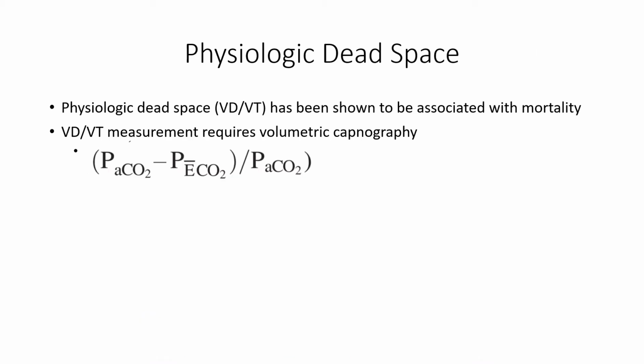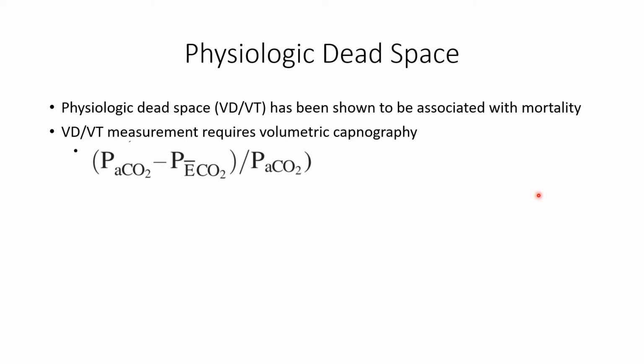Before we talk about our first paper, I just want to review real quickly the physiologic dead space, which is what our first paper is about. Physiologic dead space, or VD to VT, has been shown to be associated with mortality in ARDS in both adults and children. Unfortunately, in clinical practice, it requires volumetric capnography, which is not widely available or widely used. And here's the equation for calculating the physiologic dead space. You have PaCO2 minus the PeCO2, which here is the mean expired CO2. So this is not the end tidal CO2, which is why you need volumetric capnography, divided by PaCO2.